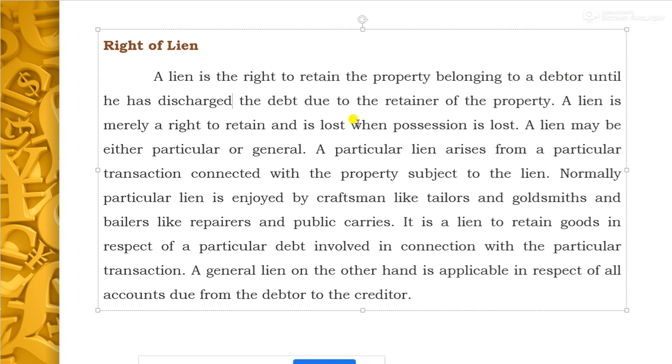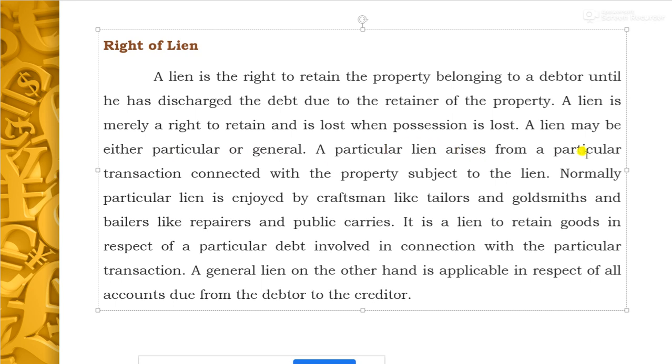A lien is merely a right to retain and is lost when the possession is lost. This right of lien is only a right of retention available to the creditor, and it will be lost when the possession of the property is lost. Now, a lien may be either a particular lien or a general lien. So lien can be classified into two: particular lien and general lien.